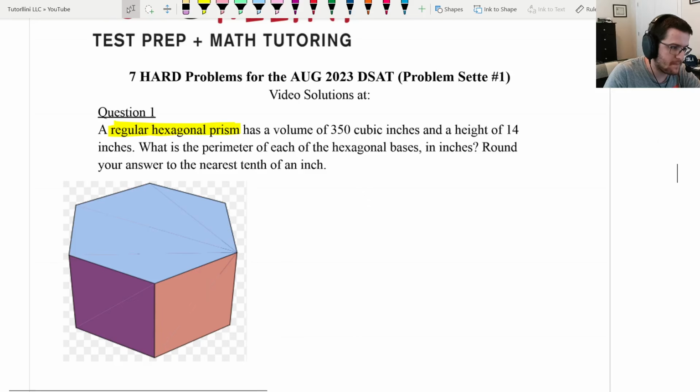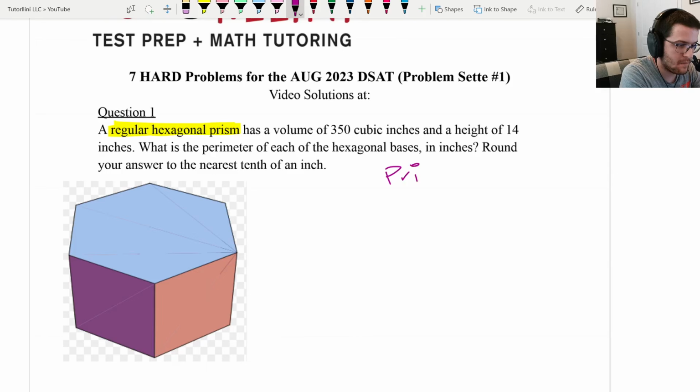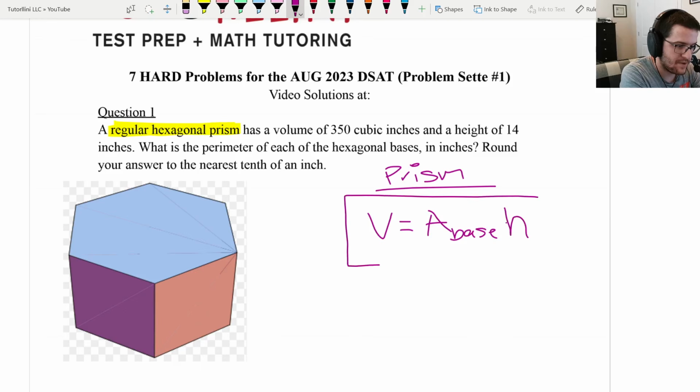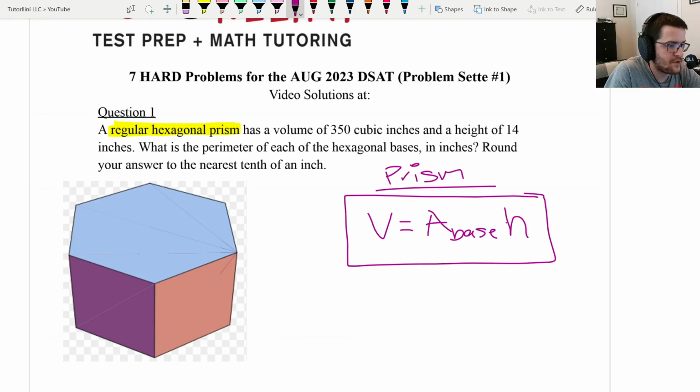So, the first thing you need to know, and this is for any prism, and this is tested on the SAT, maybe not this shape in particular, but prisms as a whole, is that prisms follow this equation. The volume is equal to the area of the base times the height. Volume equals area of the base times the height. So right away we have the volume and height in units that agree, so we can plug those into this equation.